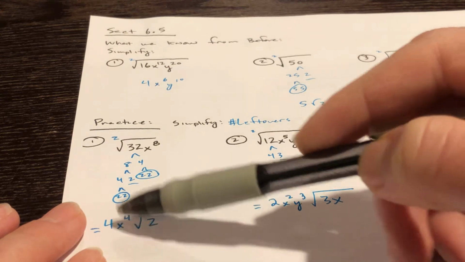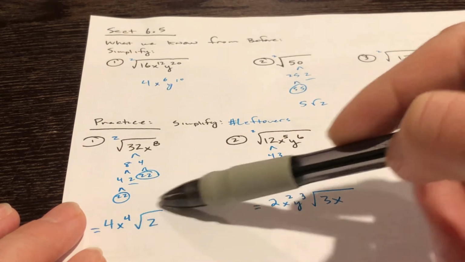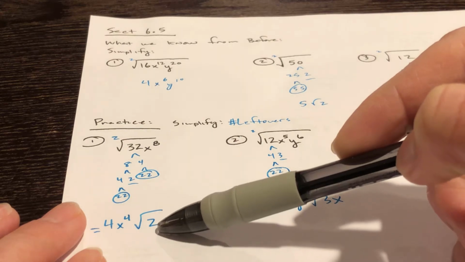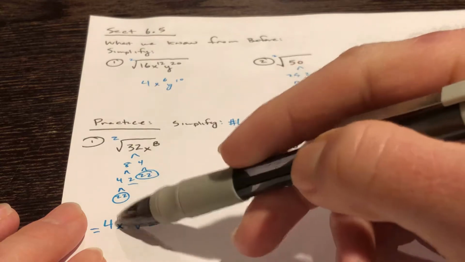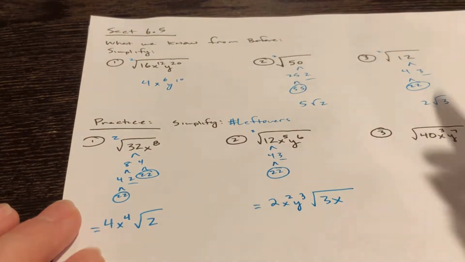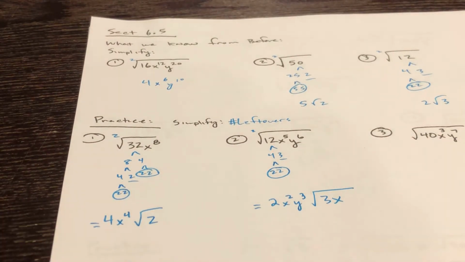So I would have 4, I'd leave a space for the x's, root 2. 2 is left over on the inside. 2 goes in 8 4 times exactly, so the x's make a clean jailbreak. So I'd have 4x to the 4th times the square root of 2.